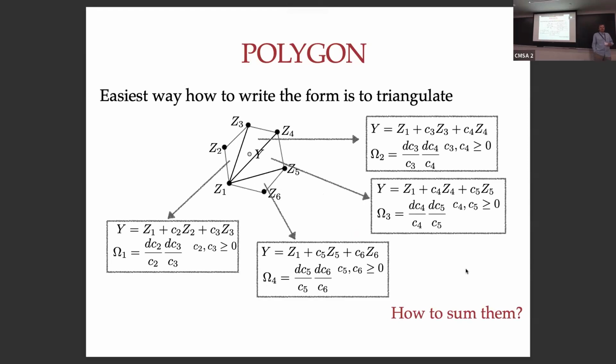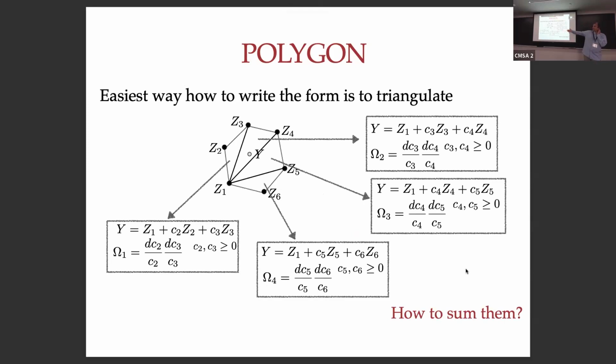Well, the easiest way is to triangulate. So we cut the polygon into a collection of triangles. For each triangle, we can write this D-log form, which is just a two-form. But the problem of doing it like that is that each triangle has its own variables.